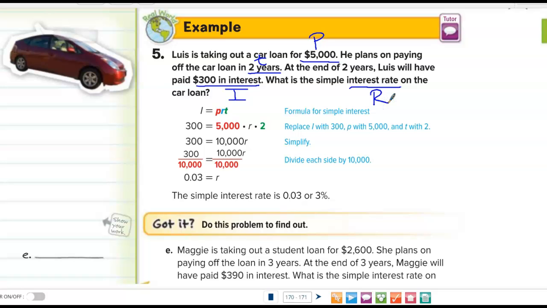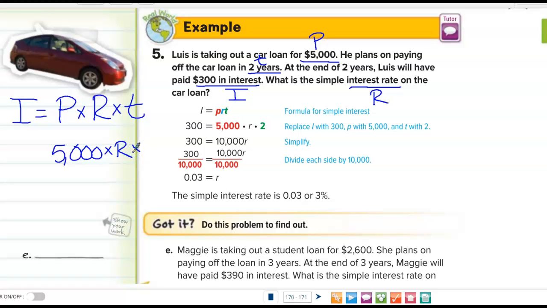So still our equation is interest equals principal times rate times time. So now we can plug things in. My P is 5,000. We don't know the R, so we're just going to write R. My time is what? Is that already in years? Yeah. So I can just write 2. And then my interest is $300.